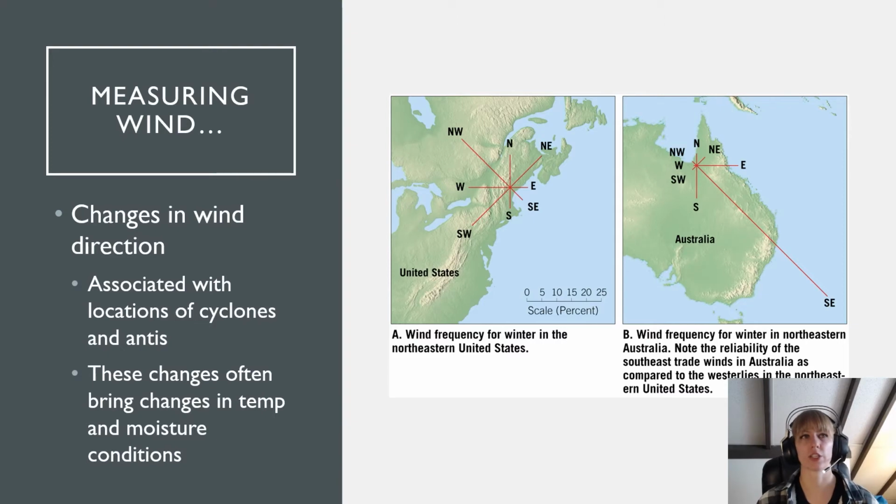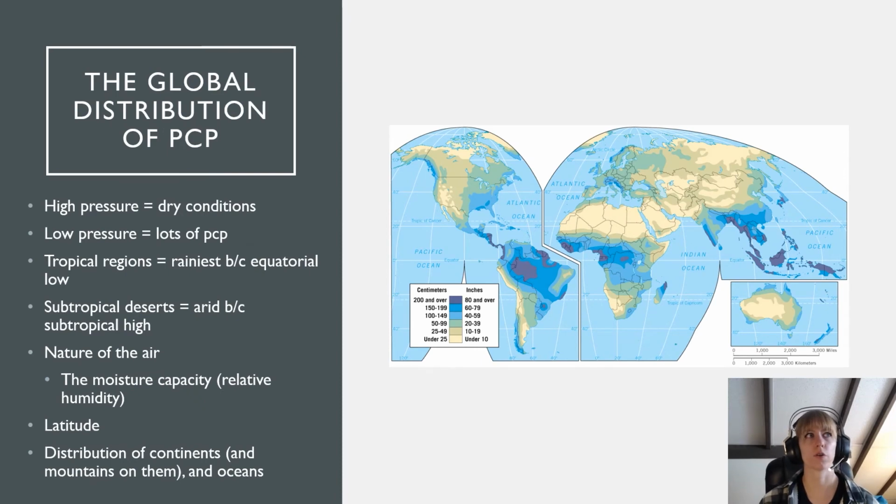Changes in wind direction generally are associated with the locations of cyclones and anticyclones. And these changes often bring temperature changes and moisture condition changes. So this has to do with our global distribution of precipitation. So high pressure areas are generally going to have dry conditions because with high pressure, you're not going to have clouds. Whereas low pressure areas are going to have lots of precipitation. Remember, we were talking about this earlier about who gets more rain throughout the year. And I'm sure we've all heard that places like Bermuda don't get a lot of rain. And that's because they're in the tropical region versus the subtropical region.